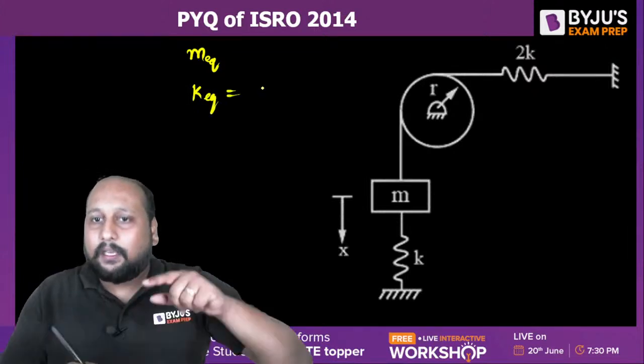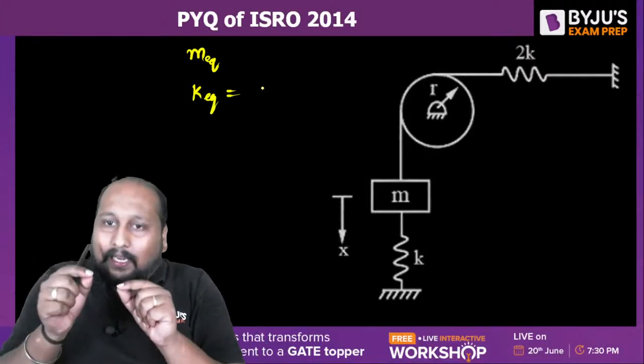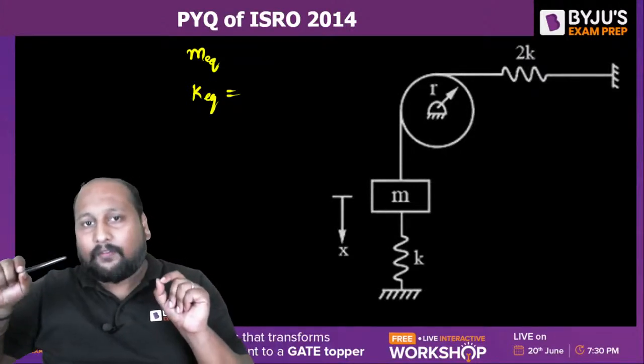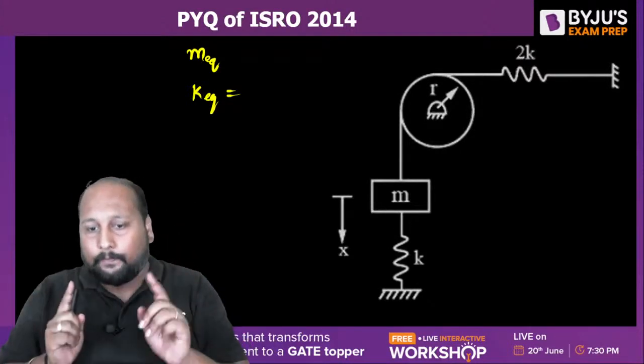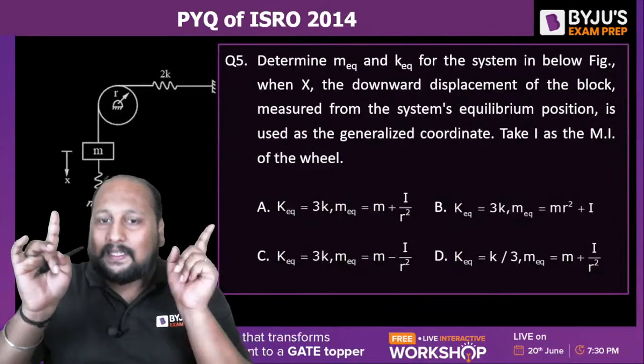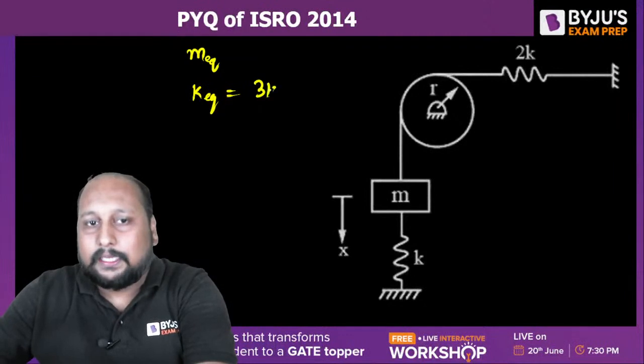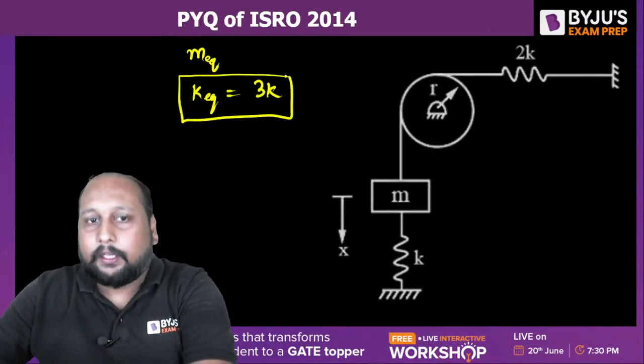Now, if you see the two springs, they are connected at the two ends of the mass and the two ends are connected with the fixed end. Can we say this is in series or parallel? The springs are connected in parallel. So we can say the K equivalent will be equal to 3K. Simple. K equivalent is equal to 3K.